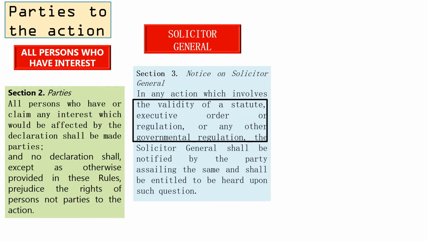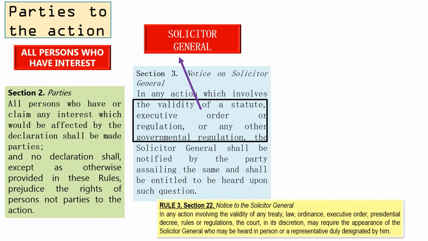The Solgen is entitled to be heard upon such question. Relate this also to your Rule 3, Section 22. Ano ang sinasabi ni Rule 3, Section 22? If the action involves the validity of any treaty, law, ordinance, executive order, presidential decree, rules, or regulations, the court has the discretion to require the appearance of the Solgen who may be heard in person or a representative duly designated by him. Sino pa?